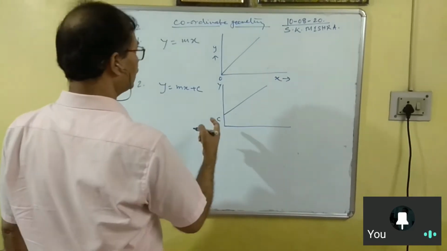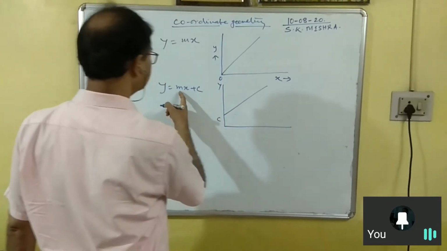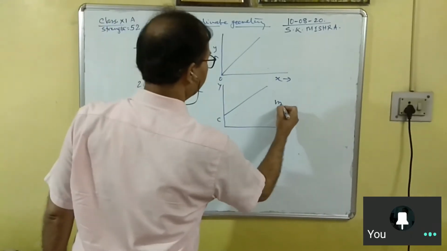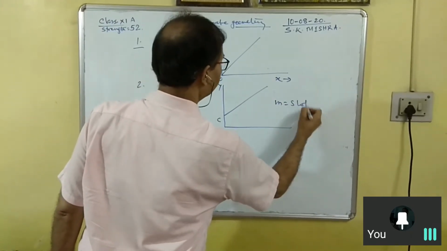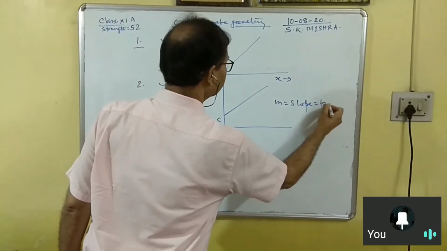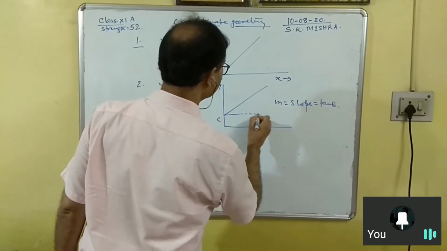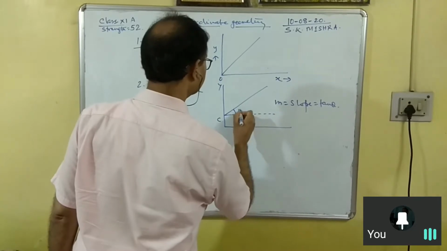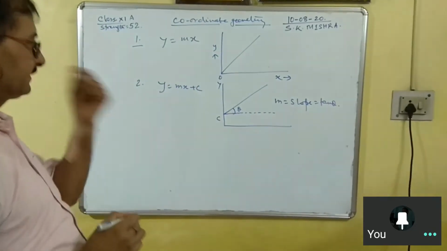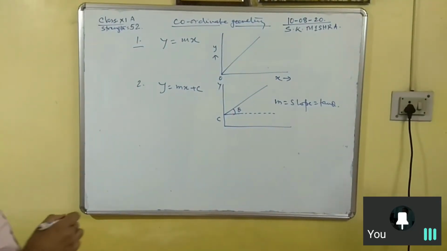And then the slope: m is the slope, and m is equal to tan theta, meaning the tangent of this angle theta is called tan theta. So y is mx plus c.